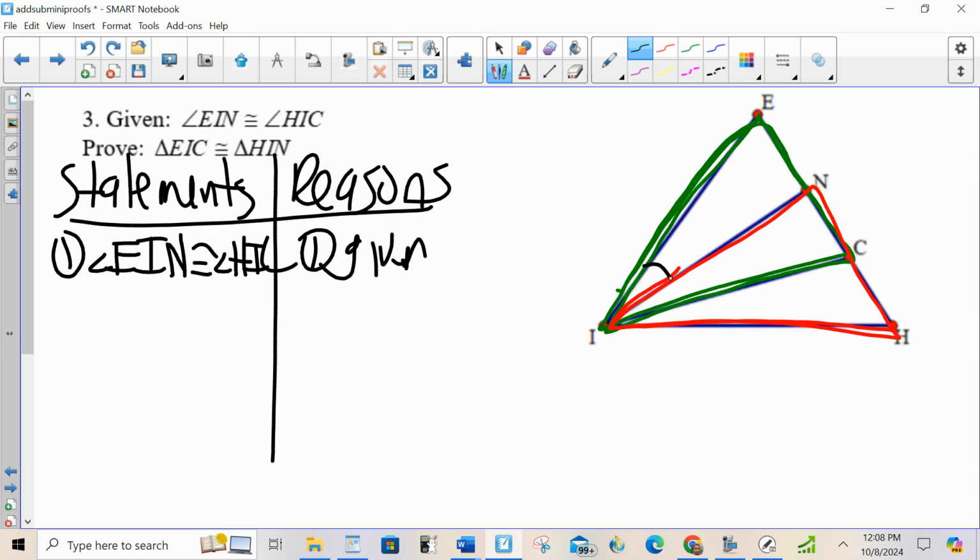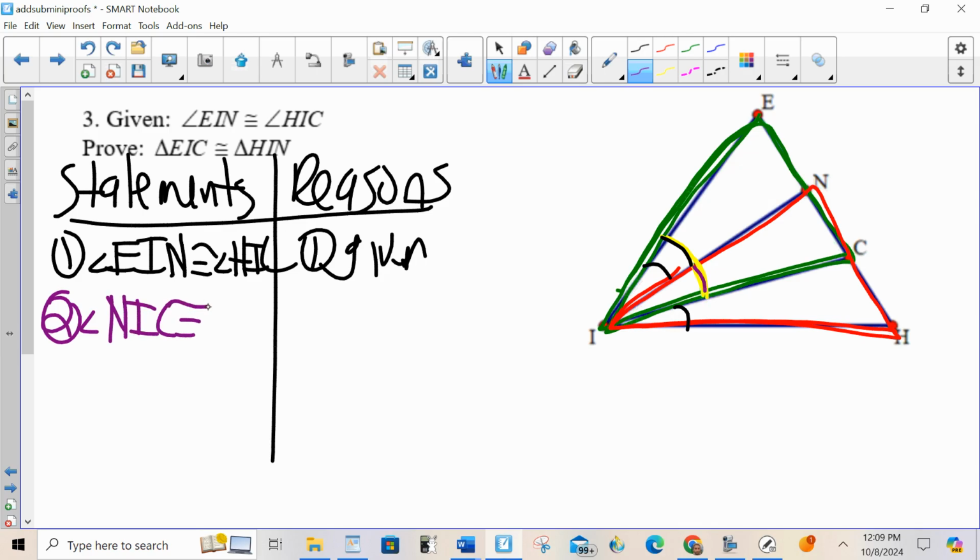EIN, HIC. Are those angles of the triangles I'm trying to prove? Kinda. It's part of it. EIN, this right here is the angle of the green triangle. I have part of it. I have this part. So what do I need? I need this purple part. So for the green triangle, I need angle NIC.